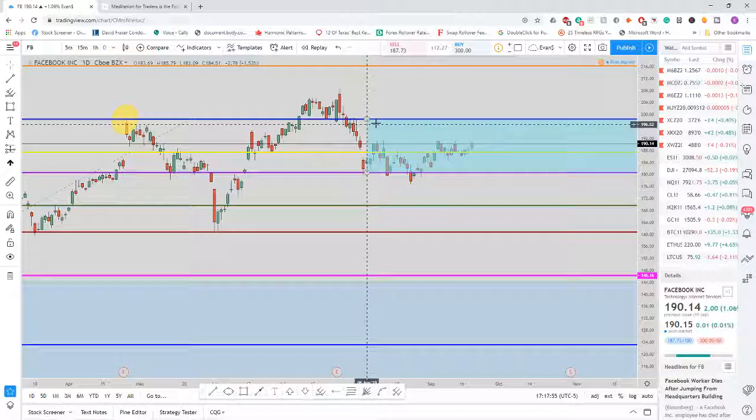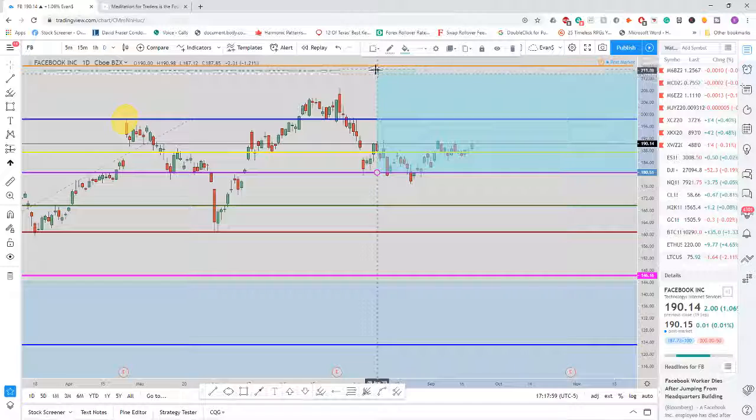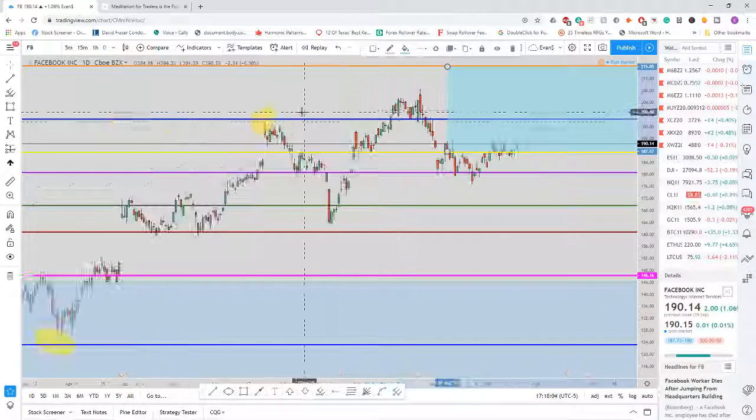And then finally, if price continues to go up and doesn't hit that exit level, but hits the 123.6 extension level, which is up here, show you in just a second.